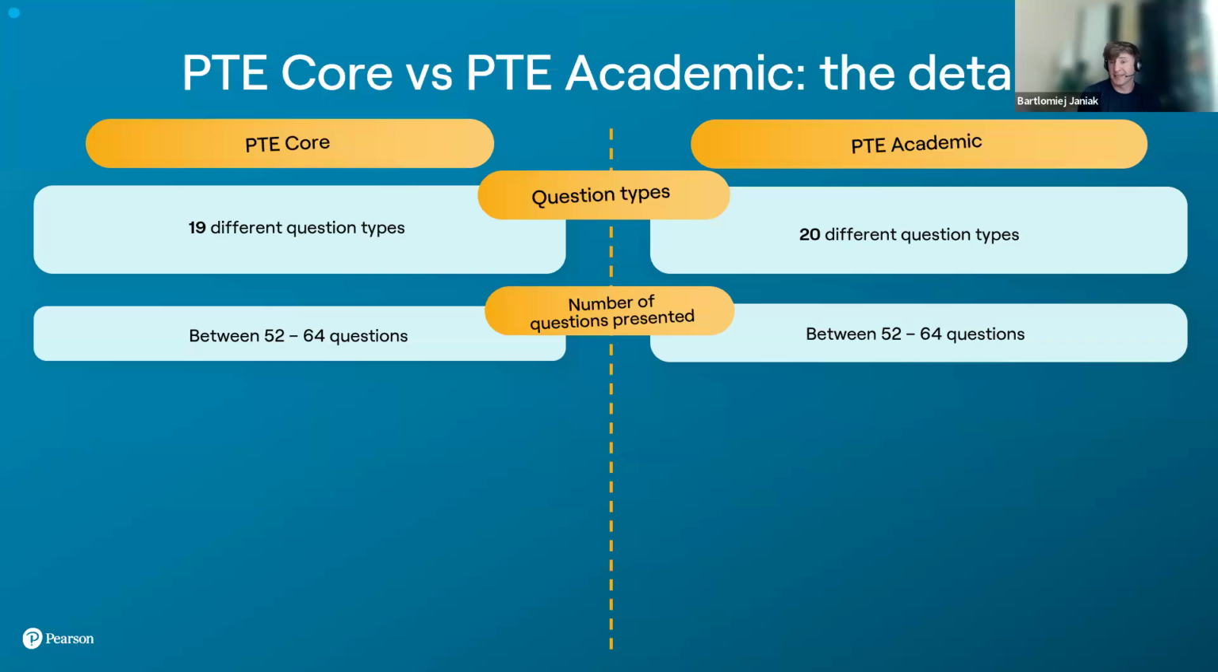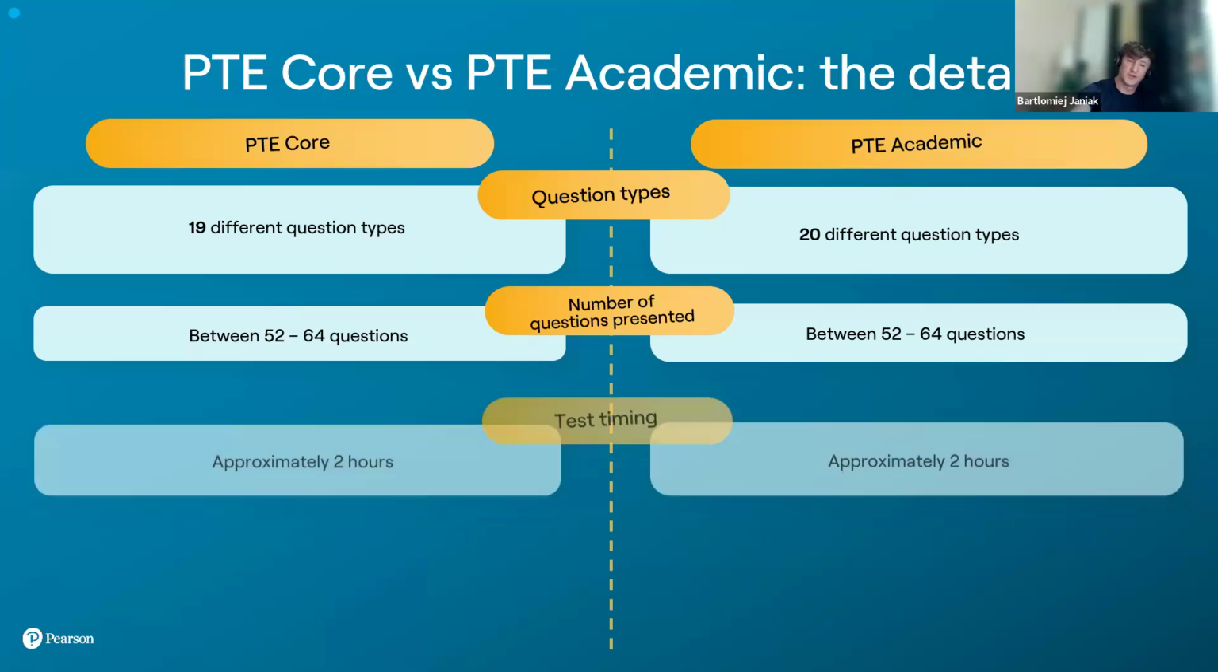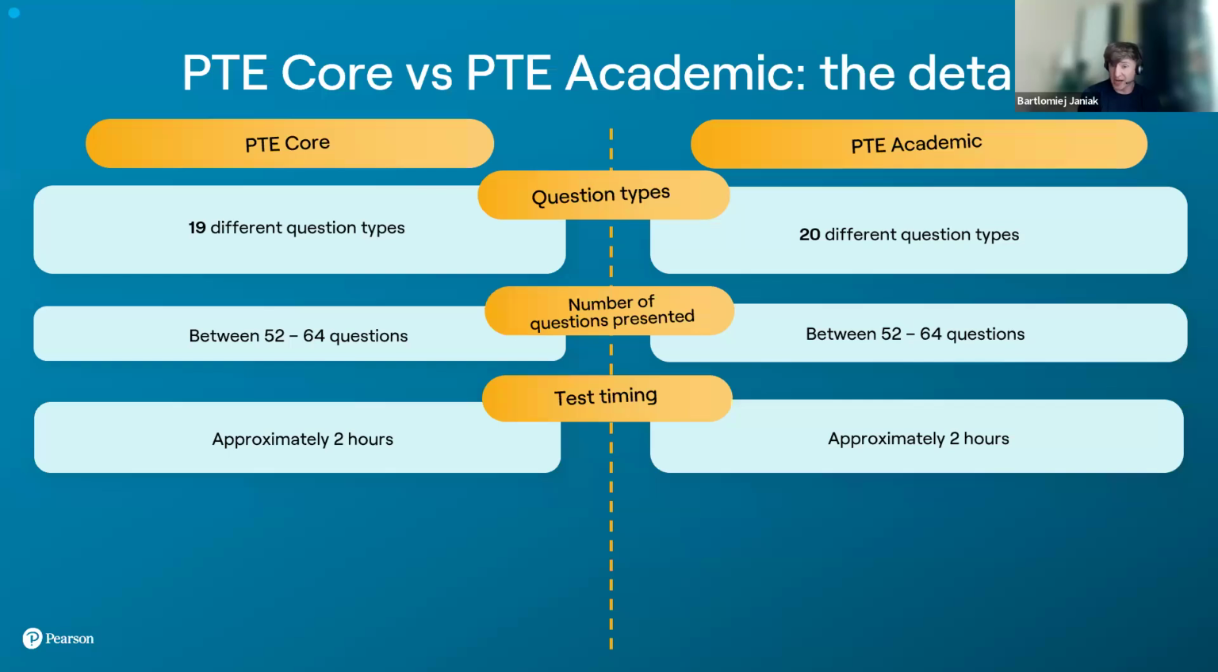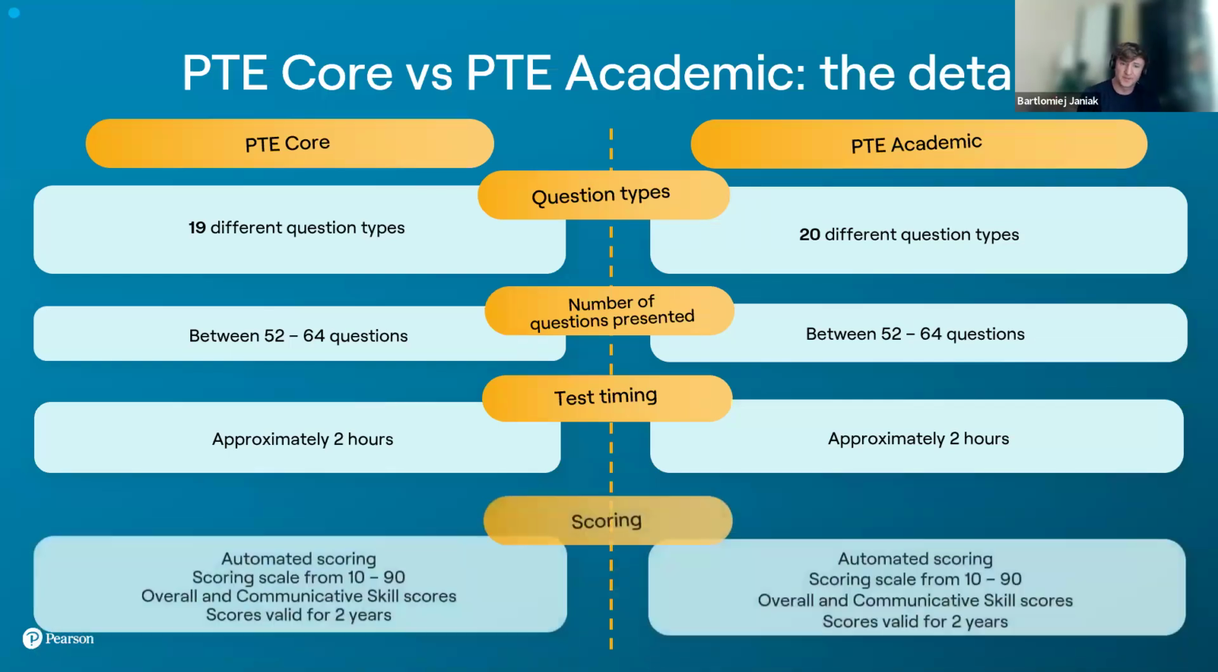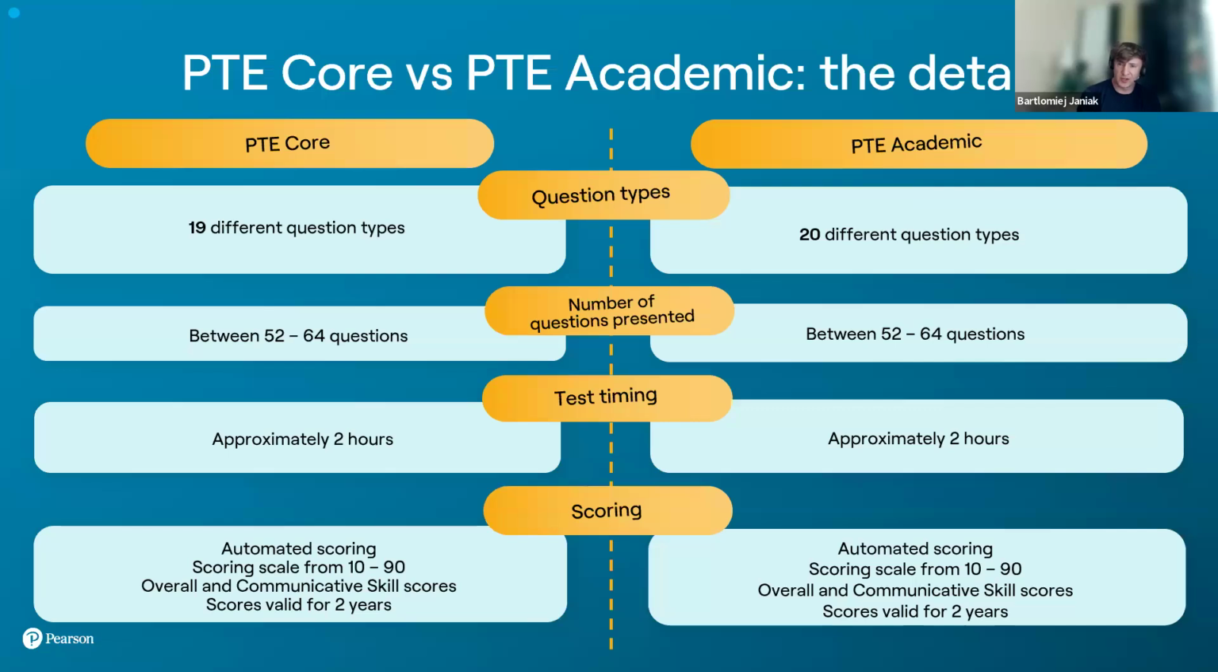The candidates get between 52 and 64 questions. The test is around 2 hours, so in a single sitting, around 2 hours you take the test. And it's automatically scored, on a scale from 10 to 90, and the scores are valid for 2 years. So the validity of the PTE Core is 2 years.